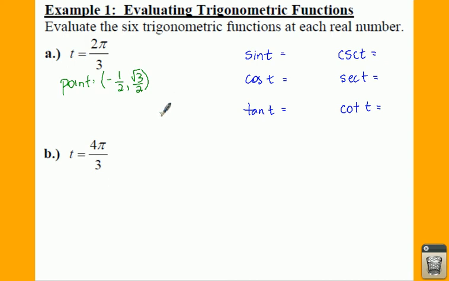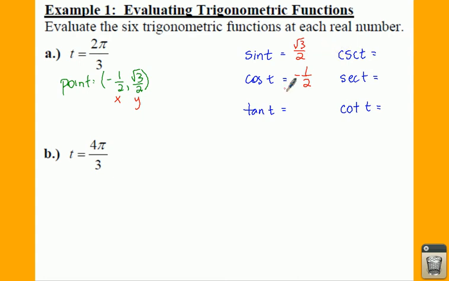So let's fill in all these values, because now we've done the hard part. We had to figure out where our point is. Easy part's up next. Remember, this is your x, this is your y. Your cosine is your x, so cosine t is just negative 1/2. Your sine of t is just your y value, which is radical 3 over 2.